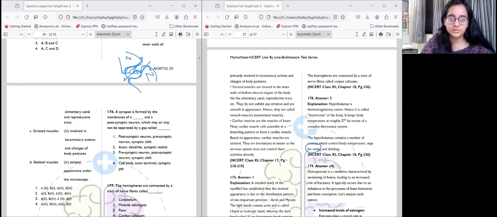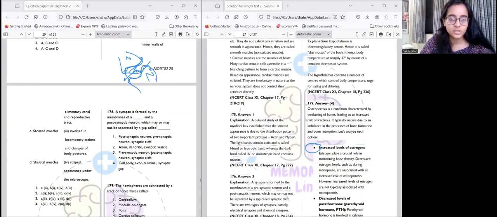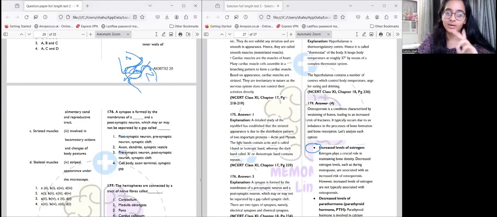Okay, so the answer for this will be, let's check it out if I am wrong or not. So 176, the answer is 3, which is presynaptic neuron, postsynaptic neuron, and the synaptic cleft. Correct? Done. But the difference here is that 1 also stays the same thing, 3 also stays the same thing, but the order is different.